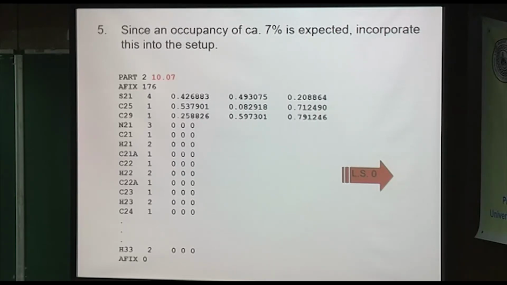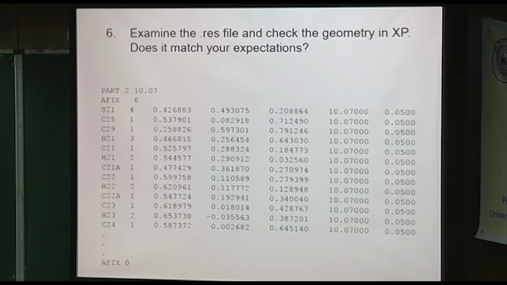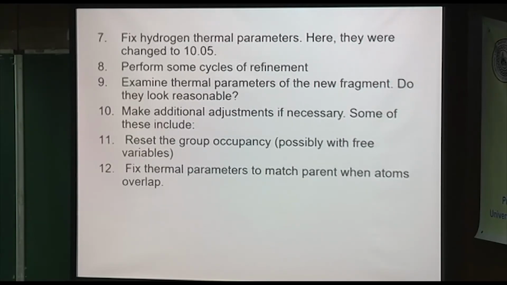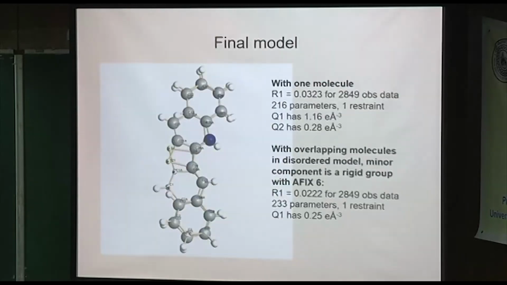Somewhat like this. So I just picked those 3, and all the rest were zeros. But it had exactly the same number of atoms as in the other molecule. And then I looked at it, and it looked good, and did some cycles of refinement. Okay, here's the end result now.